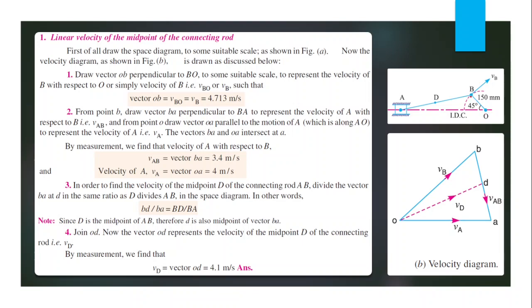And after that we can draw this connecting rod. That length is also given. We can draw an arc with radius equal to 600 and the center at point B, and find out that intersecting point, that will become the point A. Then we can easily complete this space diagram.